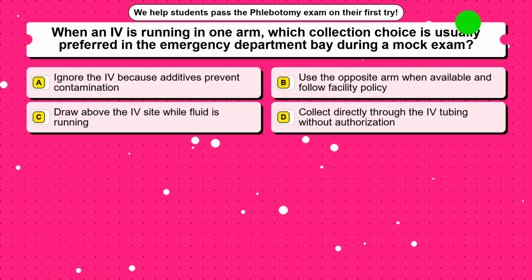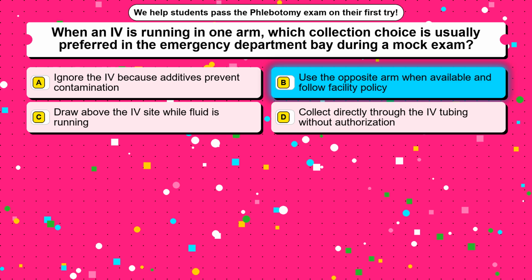Question 37. When an IV is running in one arm, which collection choice is usually preferred in the emergency department bay during a mock exam? Option A. Ignore the IV because additives prevent contamination. Option B. Use the opposite arm when available and follow facility policy. Option C. Draw above the IV site while fluid is running. Option D. Collect directly through the IV tubing without authorization.